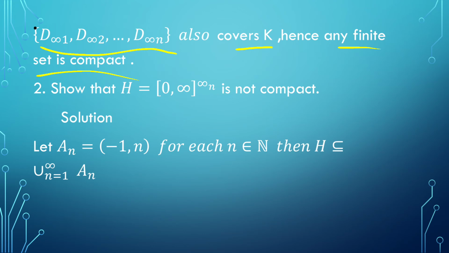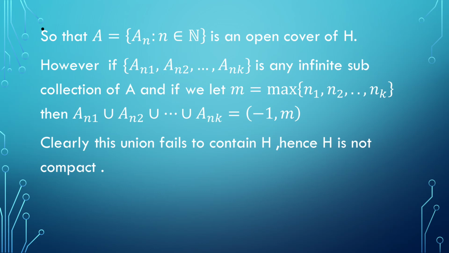Number 2, let's show that this one is not compact. We simply want to show that there is a cover, and then we see whether this cover has a finite subcover. Remember, this comes in when there is closure. So let A and B be defined like that. That is our open cover, for each n in the natural numbers. Then H is contained in the union of these, so that An defined like that is an open cover. That's clear, you can see that.